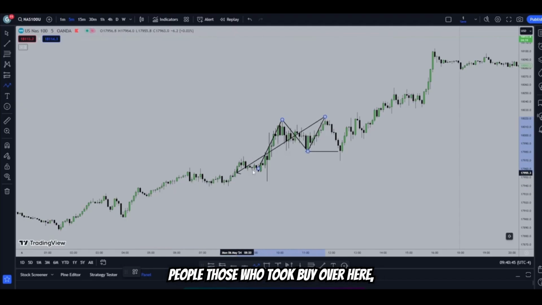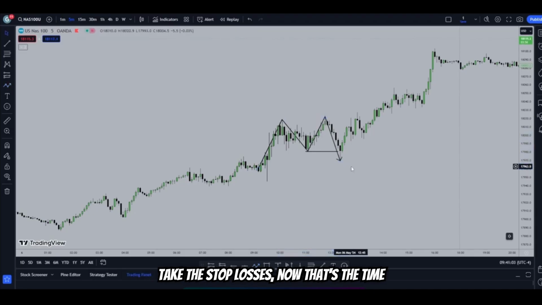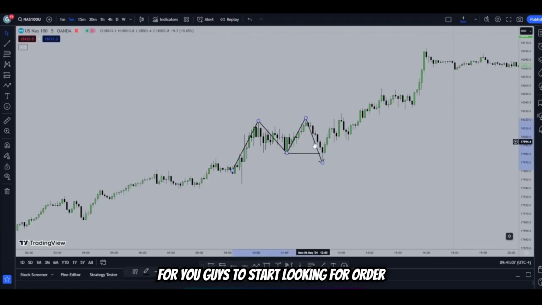The people who took a buy over here, or somewhere around over here, their stop losses will be below this structural low. And the new guys, those who took a buy just now after seeing a breakout, they'll take a buy somewhere around over here or at the start of this candle. But what happens? Price goes down and takes the stop losses first. So when price takes the stop losses, that's the time for you to start looking for order blocks and fair value gaps.